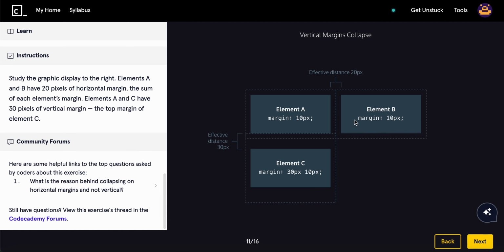So again, I just went ahead and explained the graphic. So study the graphic on the right. Element A and element B have 20 pixels because of 10 plus 10. Elements A and C have 30 pixels of the vertical margin due to the larger margin of element C.